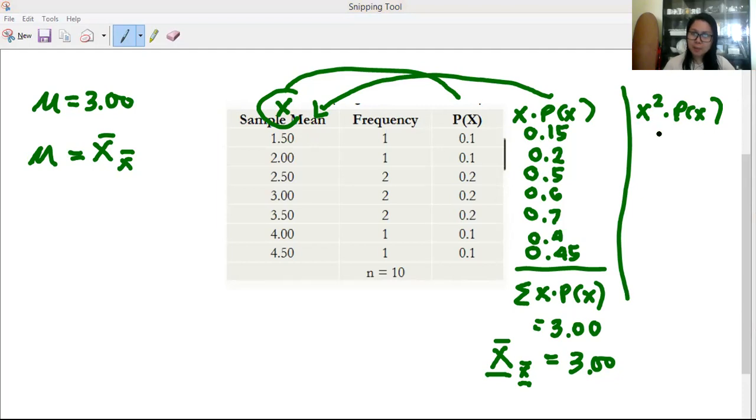0.225. Ma'am, what if the answer is too long? You could have up to 3 or 4 decimal places. The more decimal places, the more accurate the answer is.